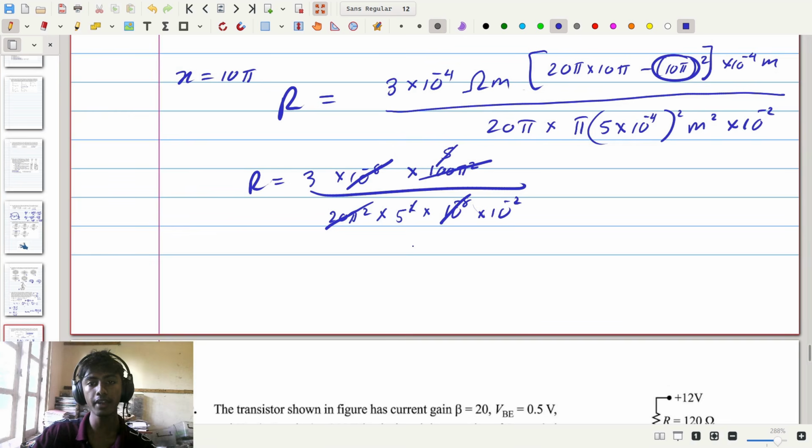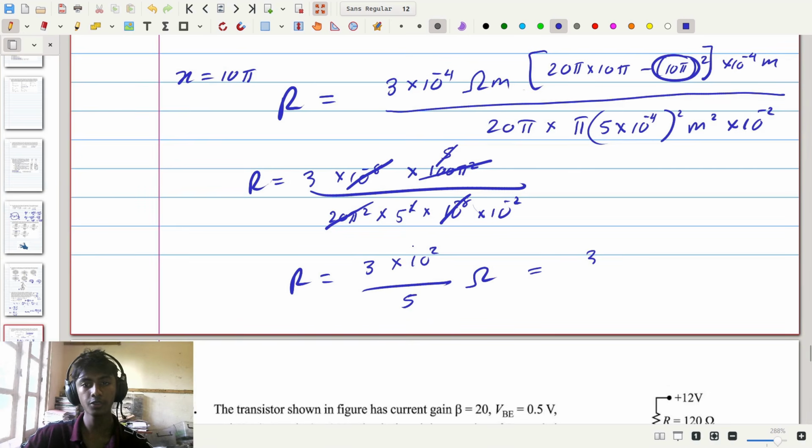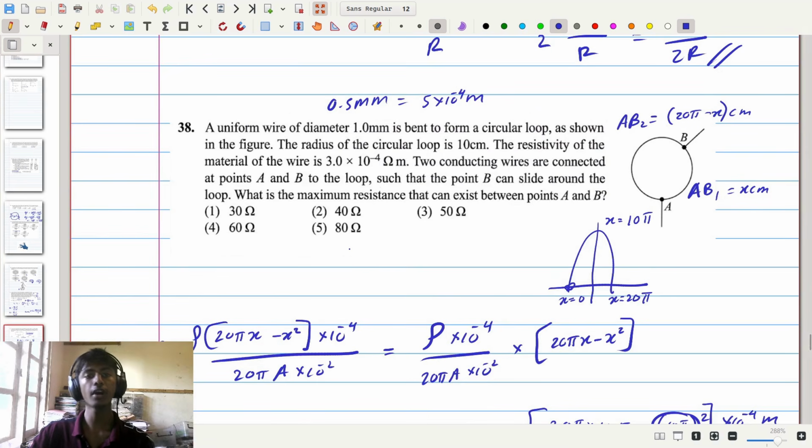This 5 and this 5 cancel, leaving us with R being equal to 3 times, actually if we take this 10 to the power minus 2 upward, we can have 10 to the plus 2 divided by 5. So that is the value of R. Now simplifying, this is going to be 300 divided by 5 ohms or 60 ohms. And therefore, the maximum value of R is equal to 60 ohms. So the answer here is answer number 4 or 60 ohms.